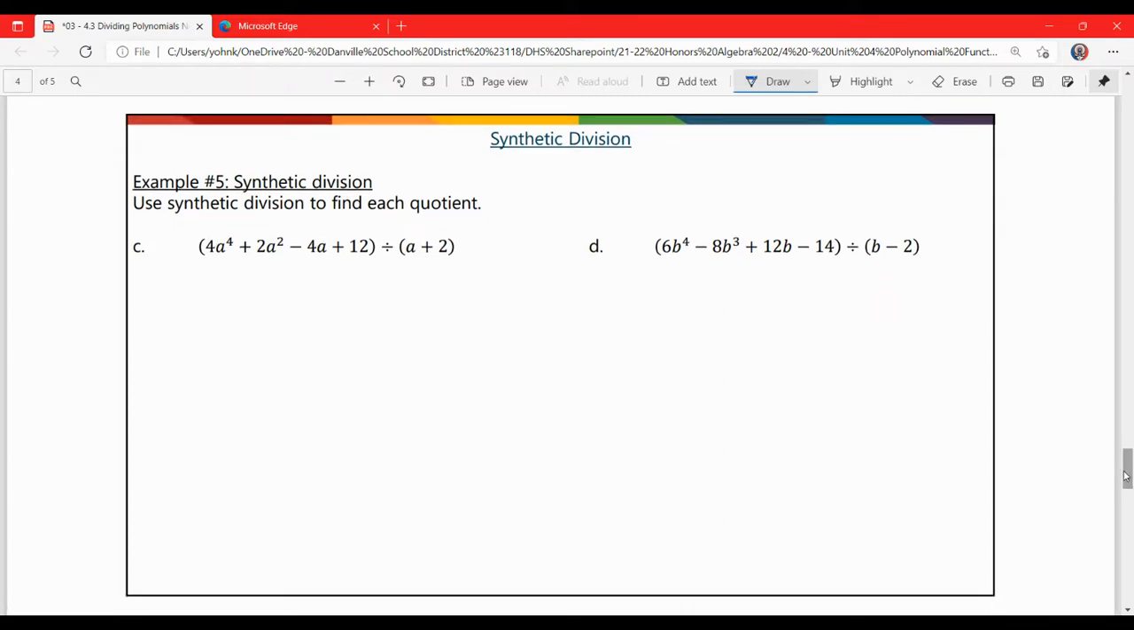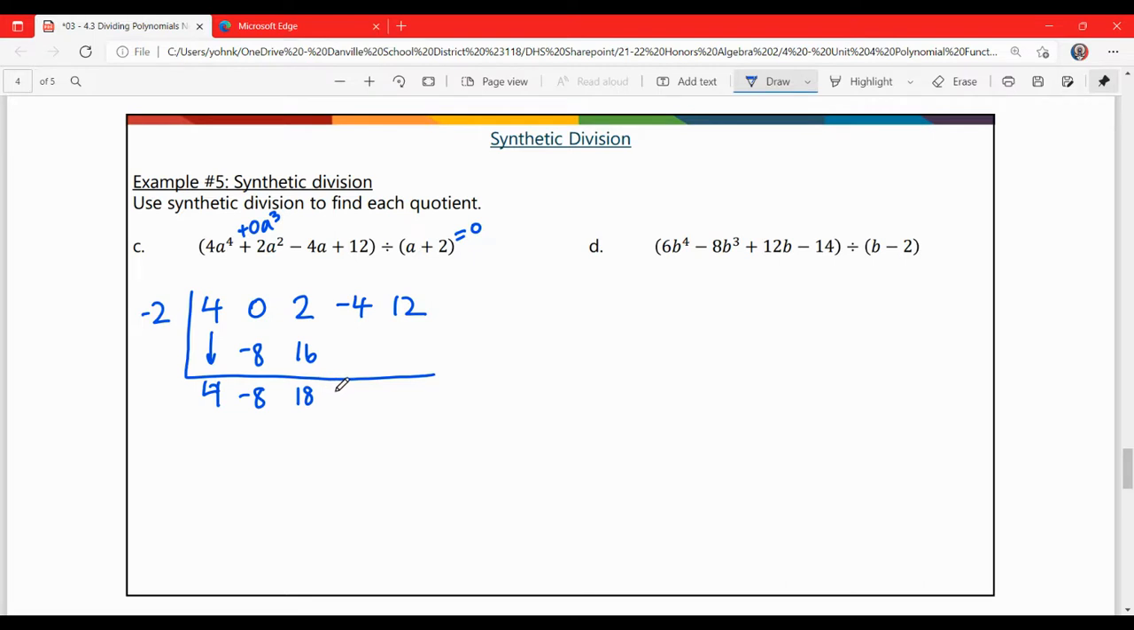If we look at letter C, notice that there is no cubic term, so I need to put a cubic term in. So I'm going to grab the coefficients 4, 0, 2, -4, and 12. And on the outside, I'm going to pretend this equals 0, so I'm going to put a -2 on the outside. So then I'm going to bring down the 4. And then I'm going to multiply to get -8. And I'm going to add to get -8. And I'm going to multiply to get 16. And add to get 18.